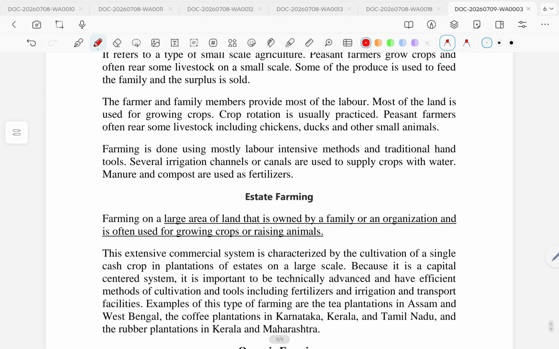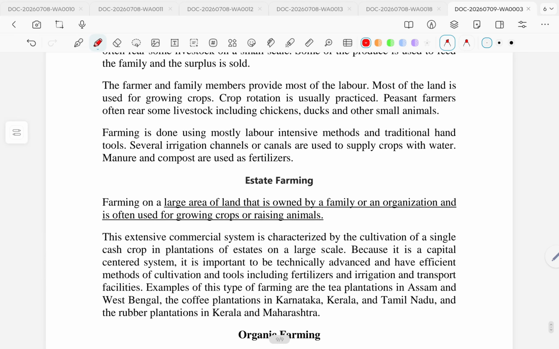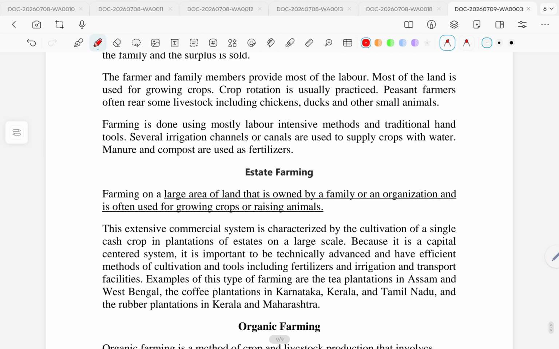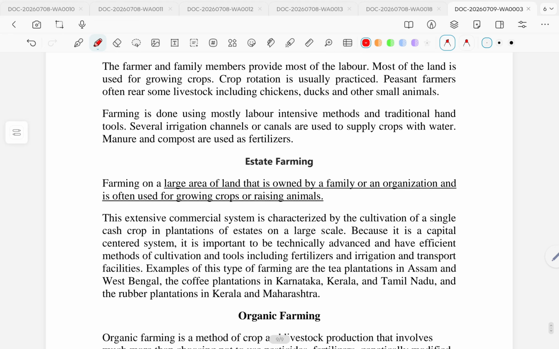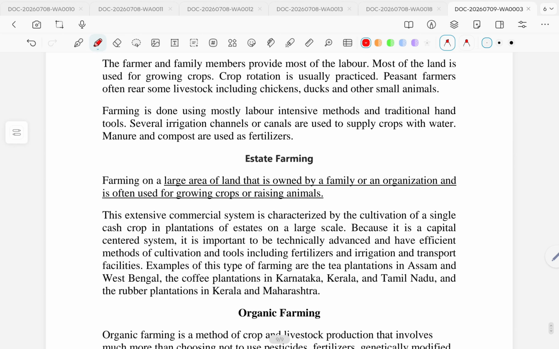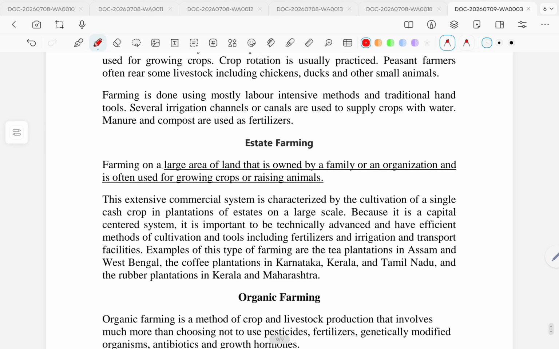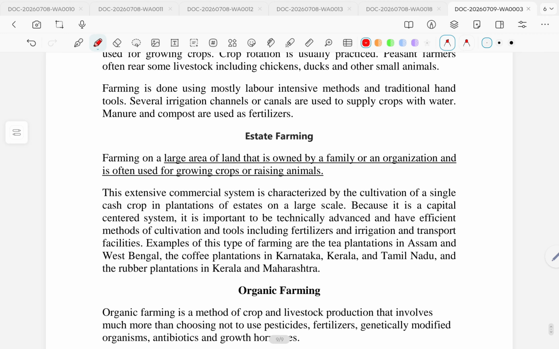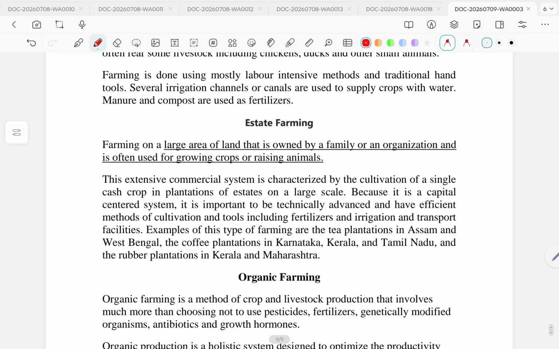Fijian farmers often rear some livestock including chickens, ducks, and other small animals. Farming is done using mostly labor-intensive methods and traditional hand tools. Several irrigation channels are used to supply crops with water, and manure and compost are used as fertilizer.